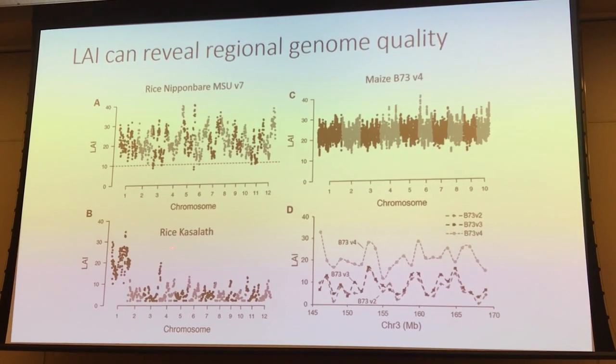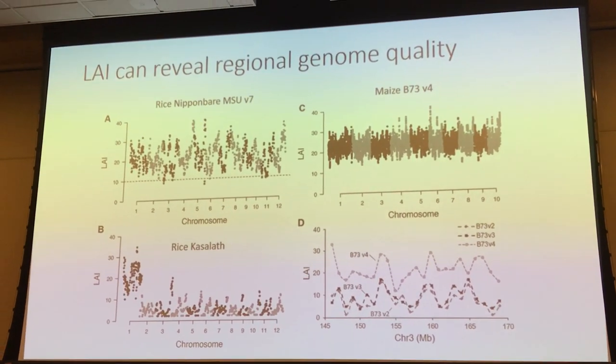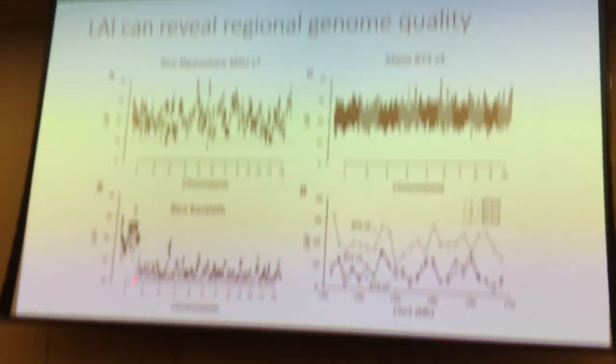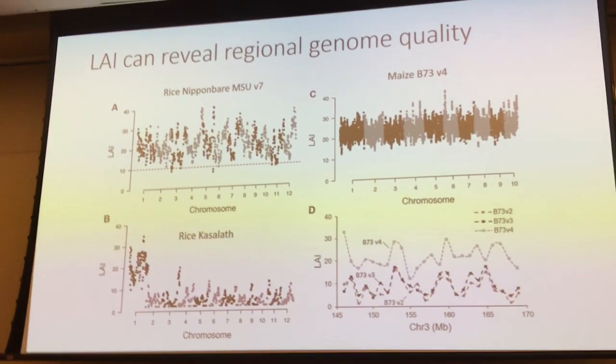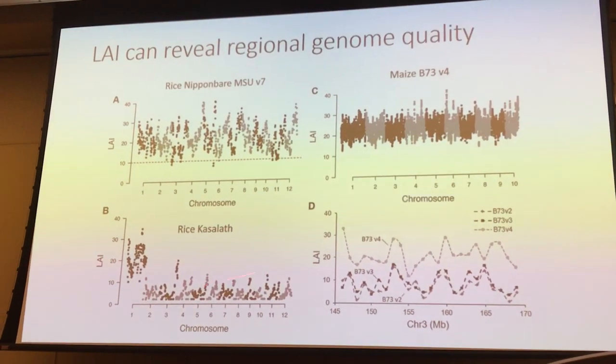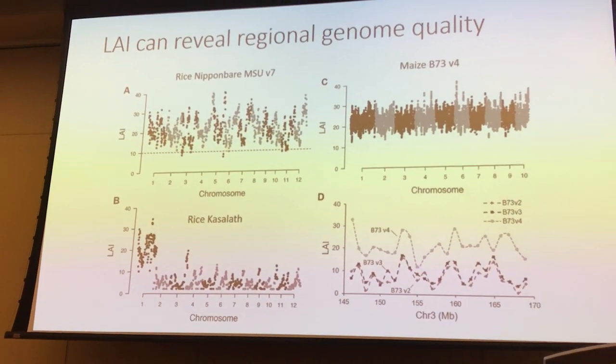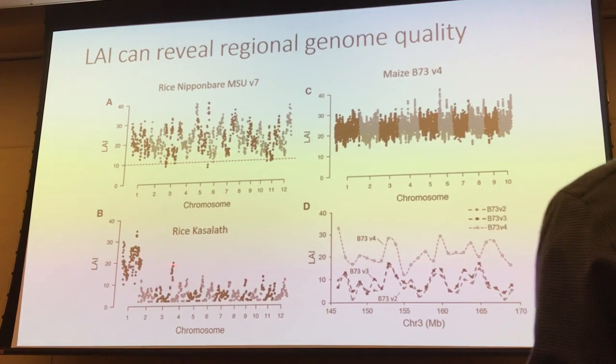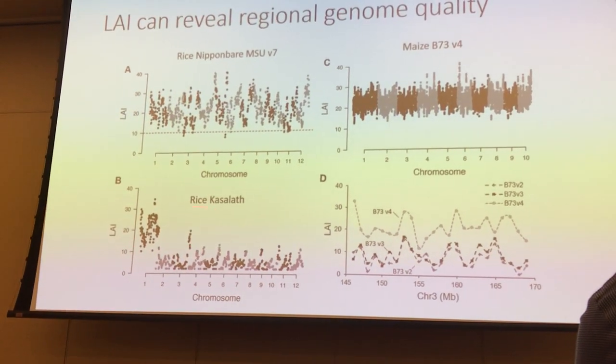And this is an interesting case. This is the rice Kasalath genome. Chromosome one is sequenced based on Sanger BAC-by-BAC and assembled based on the physical map. And the rest of the chromosomes are just sequenced by short read. So you can see a drastically different LAI score within the same species.